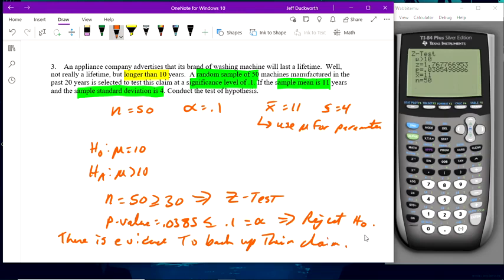Note that wasn't in context either. So if I needed to use it in context, I would have to say something along the lines of, we have evidence to indicate that the washing machines do in fact last longer than 10 years.